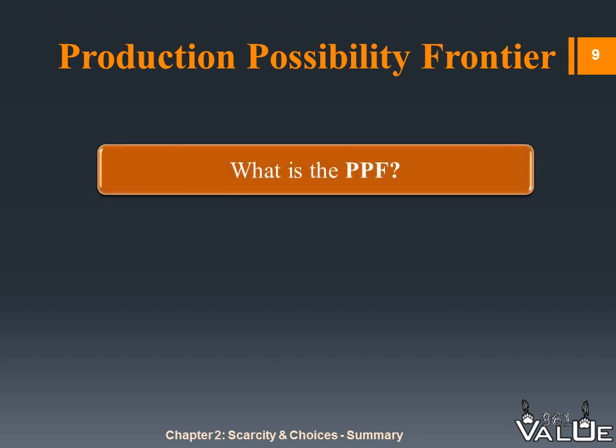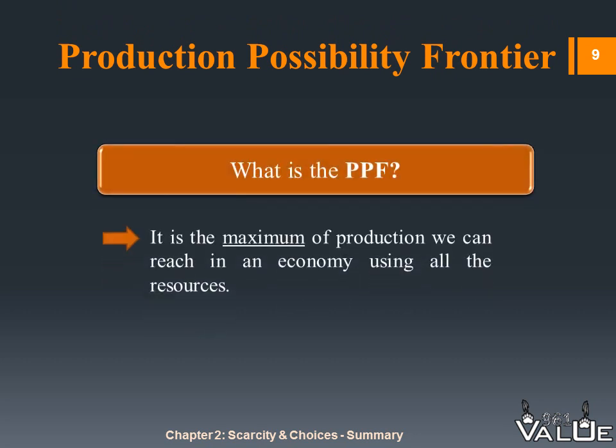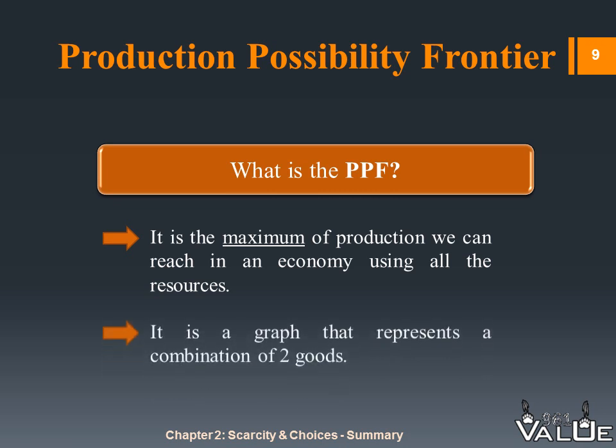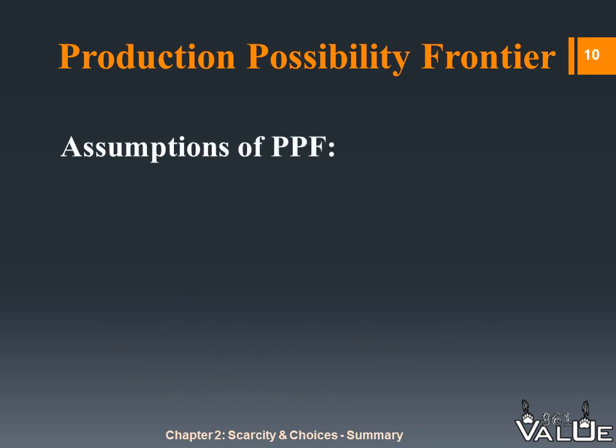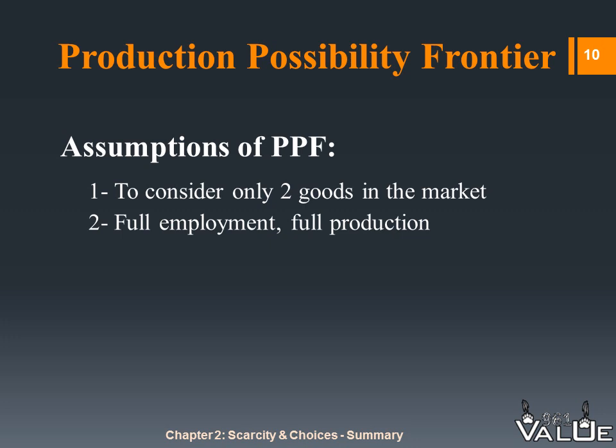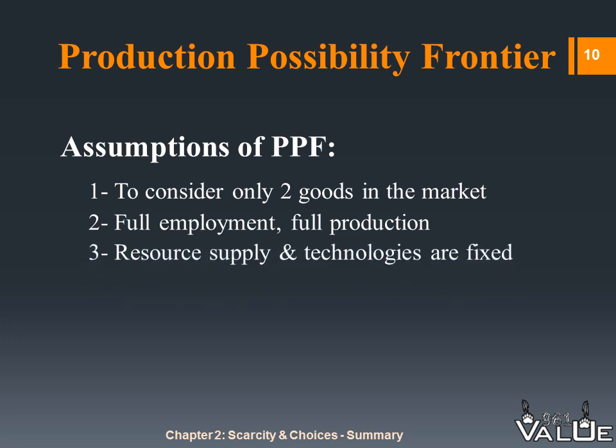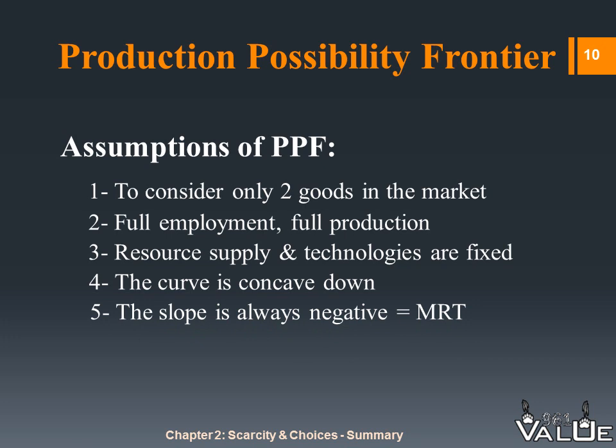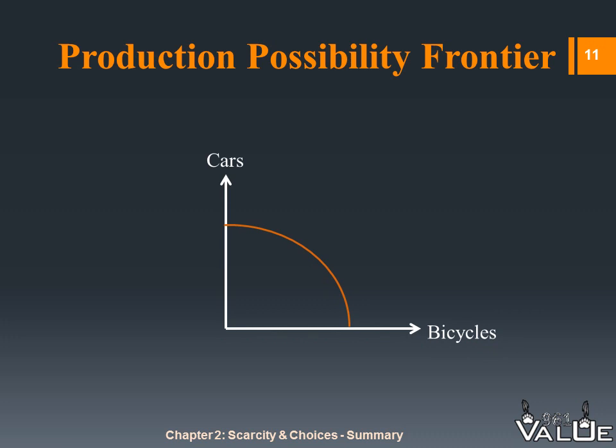What is the PPF? It is the maximum of production we can reach in an economy using all the resources. It is a graph that represents a combination of 2 goods. PPFs have certain assumptions. 1. To consider only 2 goods in the market. 2. Full employment, full production. 3. Resource supply and technologies are fixed. 4. The curve is concave down. 5. The slope is always negative. 6. Shiftability of resources. This is the graph representing the PPF.